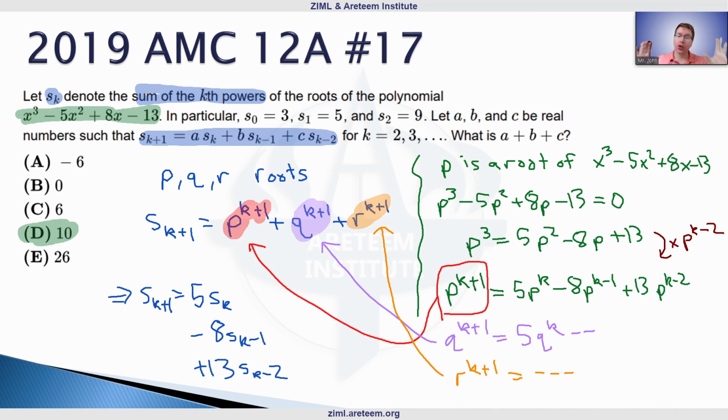So this trick is, if you have a root of a polynomial, that gives you an equation to manipulate. P cubed is this, you could solve for the constant, you can substitute in however you want. And here that allows us to reduce the powers and get our sum as needed.